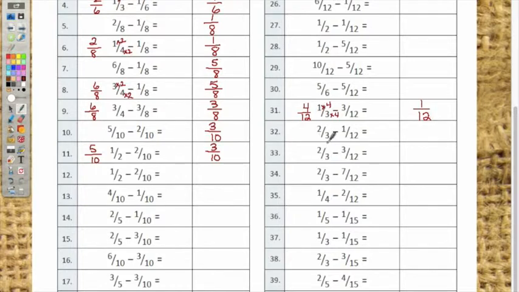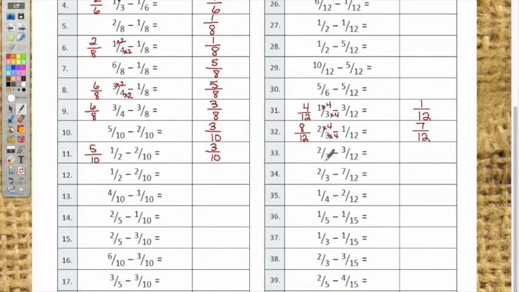So 2/3 equals blank 12ths. Times what? 4. Take it times 4. So it's going to be 8/12. 8/12 minus 1/12 equals 7/12.